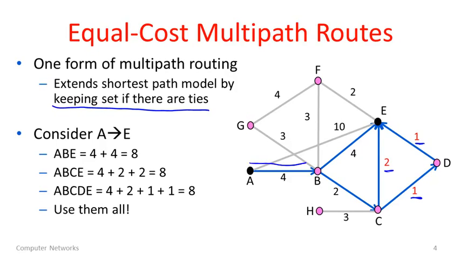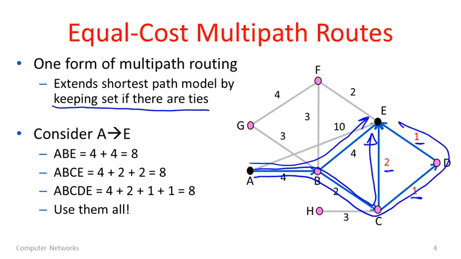The path A, B, E is one way to get from A to E. That has cost 8, okay? Well, there's also another path, the path A, B, C, E. That has cost 4 plus 2, which is 8 again. And there's even another path which goes A, B, C, D, E. That is more hops, but it happens that the cost of these hops is lower, and so when you add it up, guess what you get again? 8. All of these paths are the minimum path, and in our equal cost multipath formulation, we'd like to use them all.